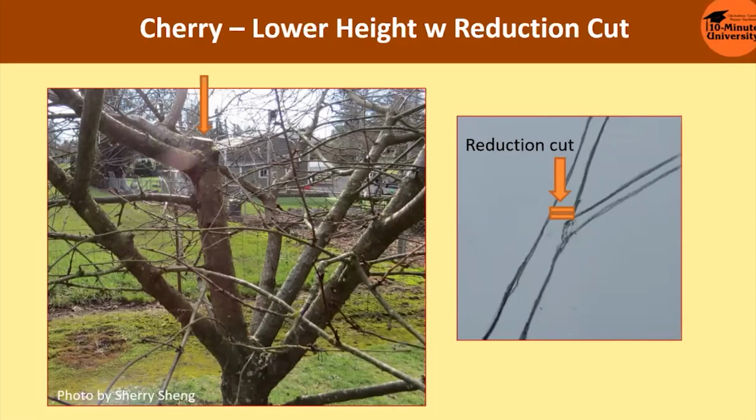And a reduction cut, usually it's done to take away the vigor, to slow the growth of the remaining branch. And this is not a cut to be taken lightly, because when I was talking about preserving the collar in making a cut in order to reduce the chance of rot, a reduction cut is cutting to an area where there is no collar at all. So this is something that carries a greater risk.